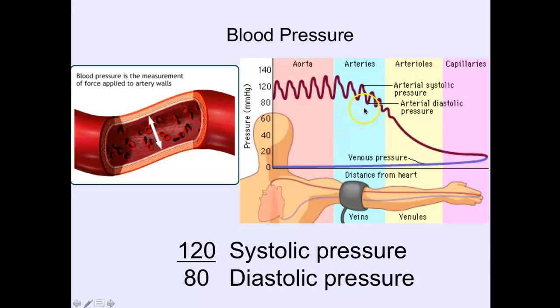So basically, just understand that we have our systolic pressure, we have our diastolic pressure. The further away you go from the heart, the blood pressure will just drop until you get to the capillaries, very low. But notice the venous pressure.